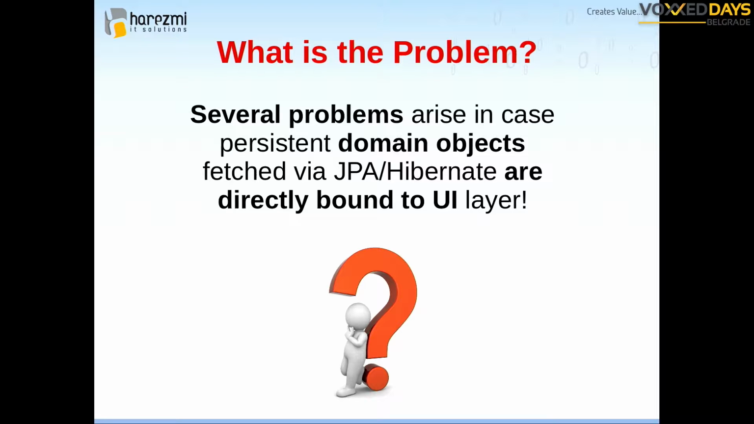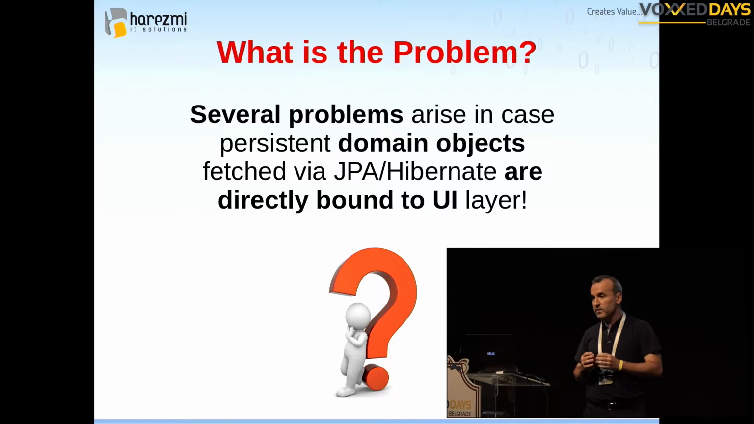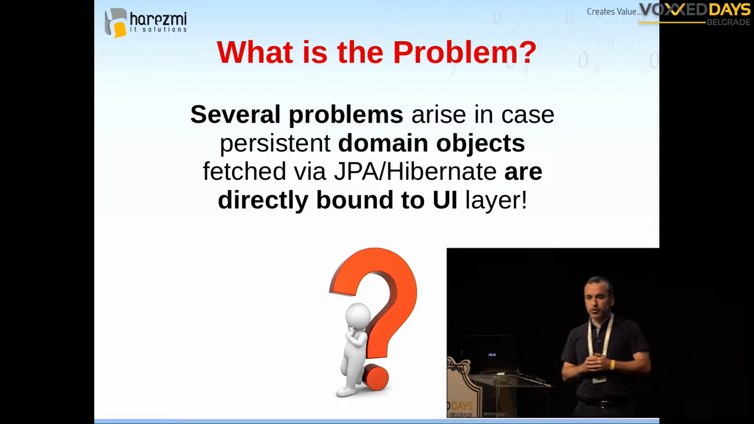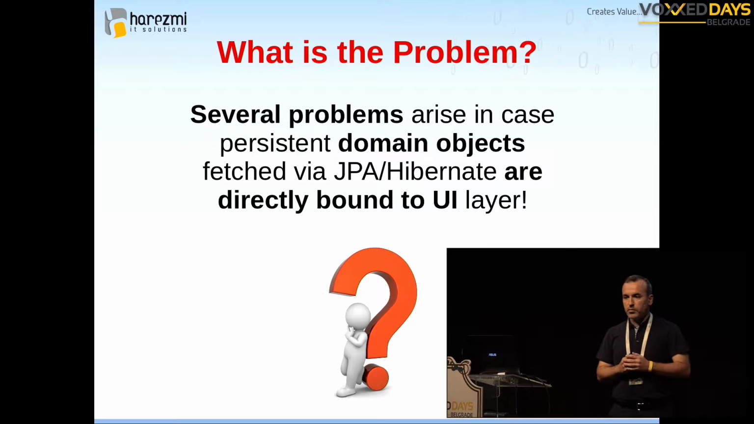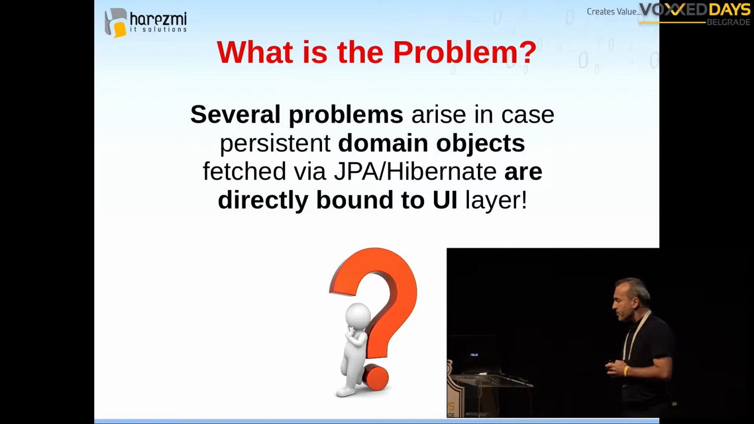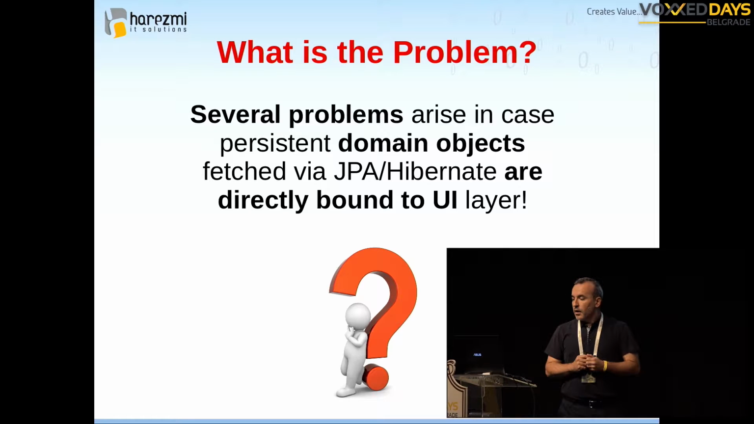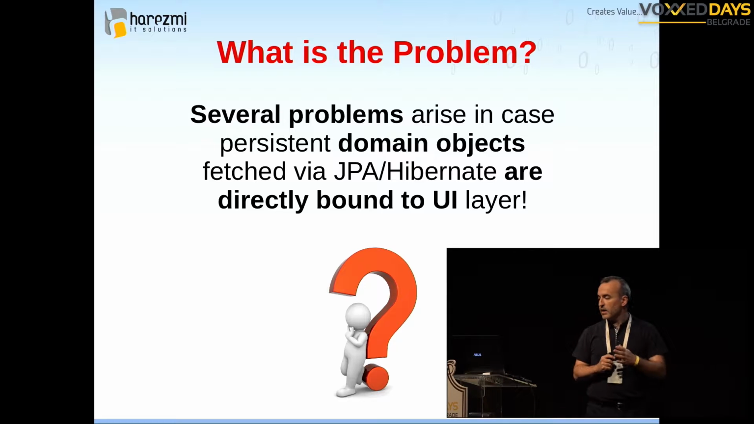Now, let's come into our problem. I will try to explain the problem by giving several examples, one by one. Also, I will switch to the IDE to show how such problems occur and how data integrity problems arise. Our problem is that several problems arise in case persistent domain objects, which are fetched by JPA or Hibernate, are directly bound to the UI layer.